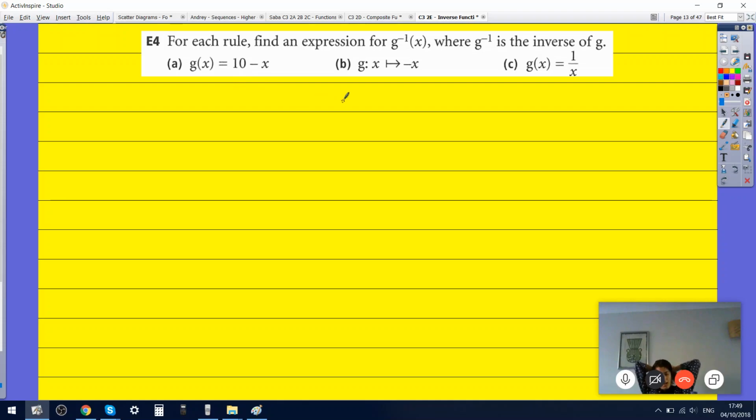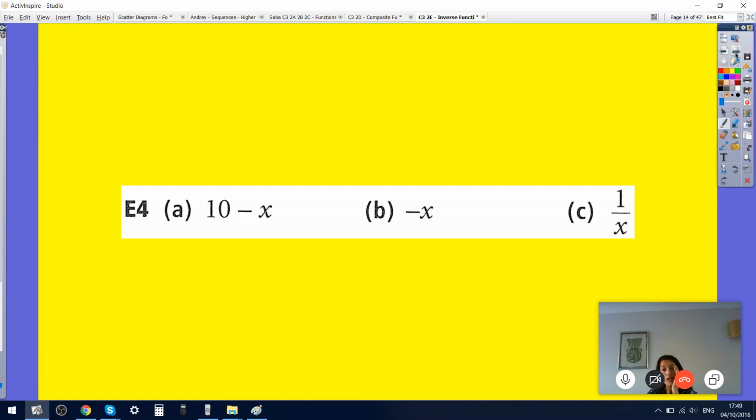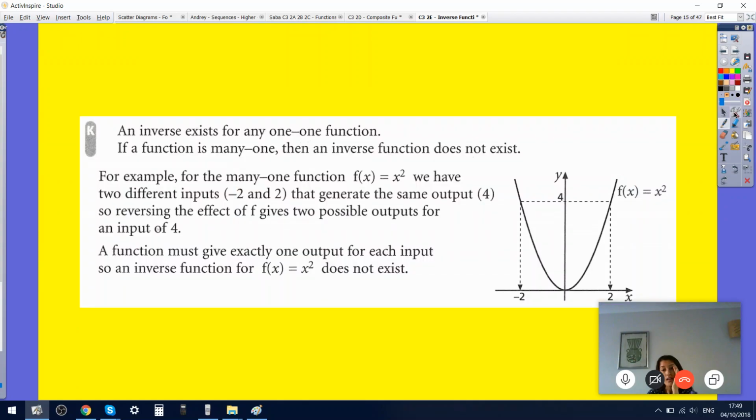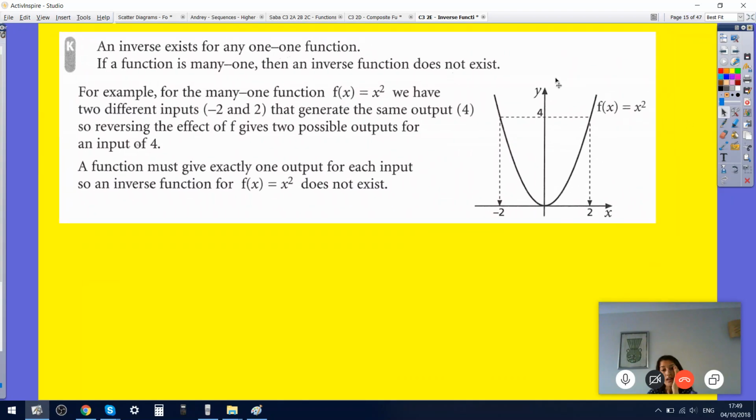For each rule, any of those you want to try, or you think you'd be okay? Same thing, just y equals 10 minus x, and then you just do it like that. Okay, I think you'll be fine. An inverse exists for any one-to-one function. If a function is many-to-one, then there's no inverse function.